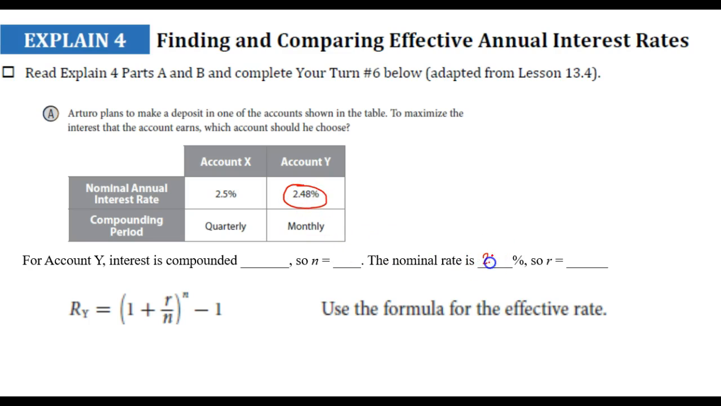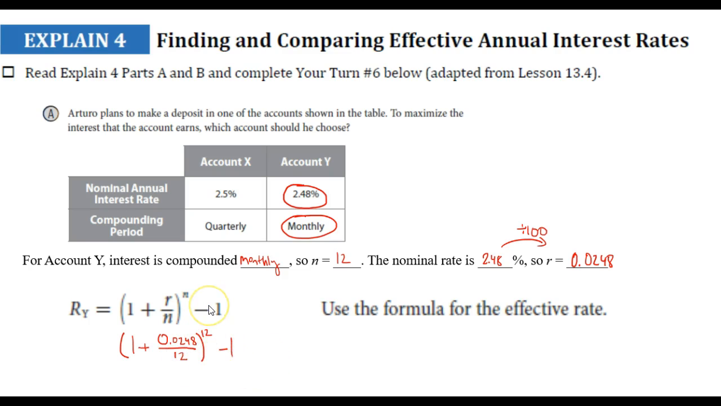Okay, let's figure out the next one, for our Y account. The interest rate is 2.48, which we'll change into a decimal in a moment, and it's compounded monthly. And how many months are in a year? That would be 12, right? So calculate 2.48 divided by 100, and that would be 0.0248. Let's plug in those values. That's 1 plus our rate, 0.0248, divided by 12, to the 12th power, take away 1.